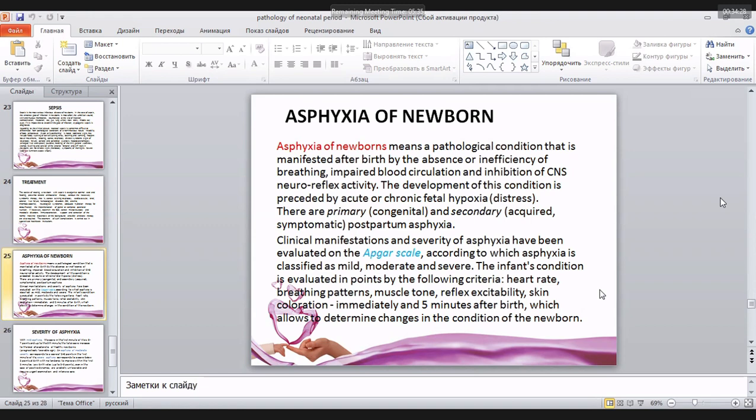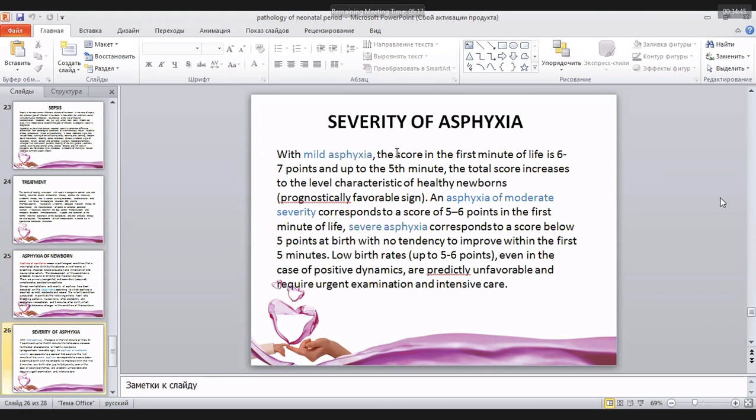Apgar score: first of all, we determine the condition of the newborn on the first minute after labor and on the 5th minute after birth. Pay attention to such things. Mild asphyxia is 6-7 points. Then asphyxia of moderate severity corresponds to 5-6 points. If we have a good, favorable condition of the fetus, it is more than 7 points. Low, up to 5-6 points, is an unfavorable prognosis for the fetus. And a fetus with less than 5-6 points needs intensive care.